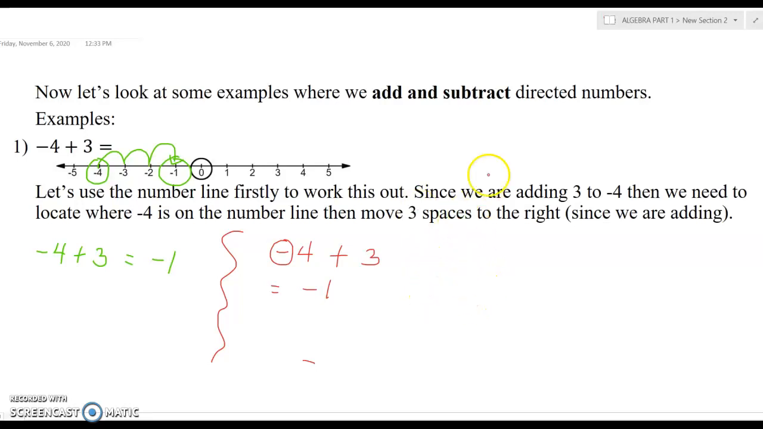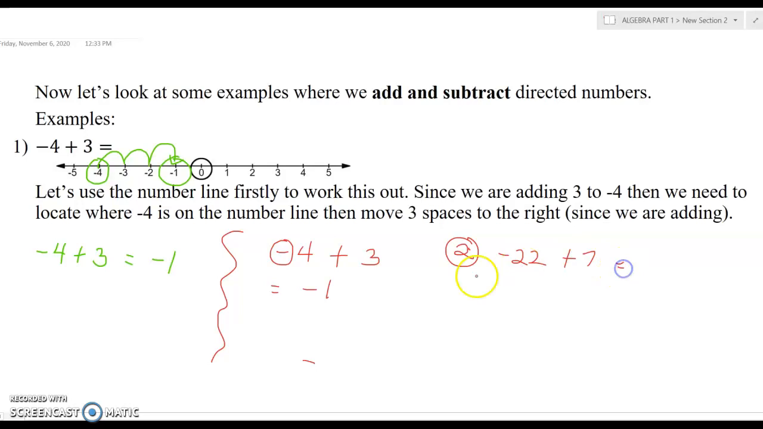So if you look at another example, let's call this number 2 for now, right? So there's another number 2. Let's say negative 22.